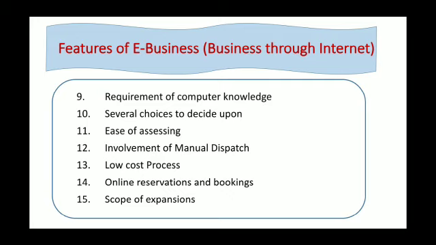Next, online reservations and bookings. People can reserve bus, railway or aeroplane tickets or book a place in a cricket stadium or film theatre by sitting at their home through the internet. Everything you can reserve, you can book the railway tickets, bus tickets, everything sitting at home only. You can order groceries, vegetables, everything. That facility is there in electronic business.